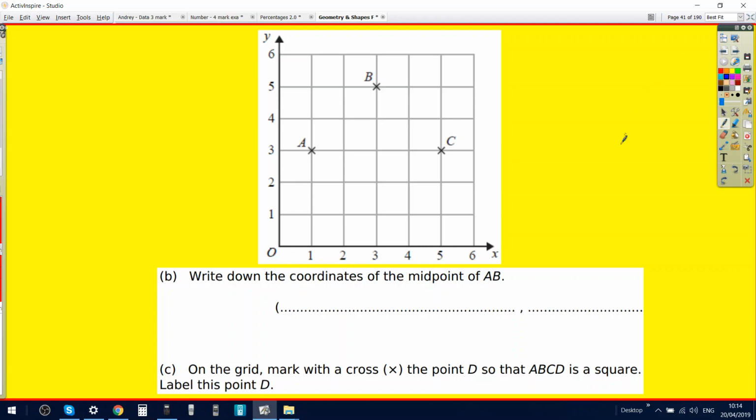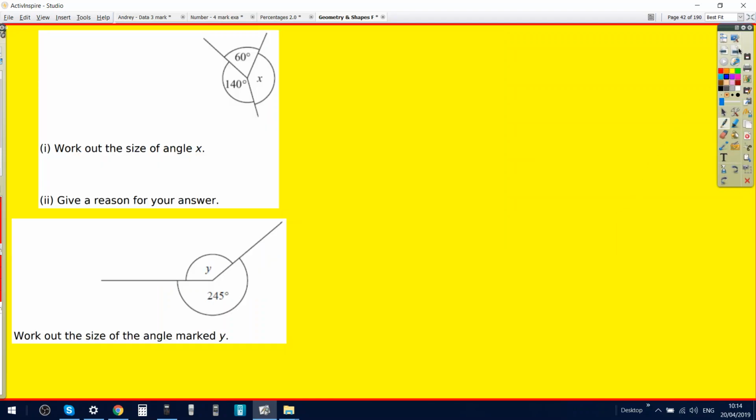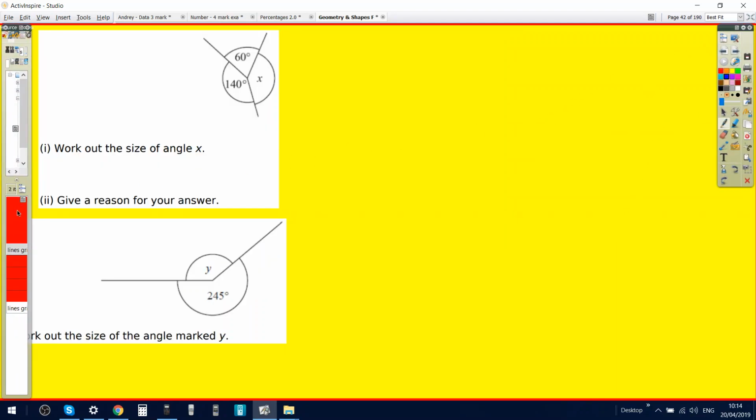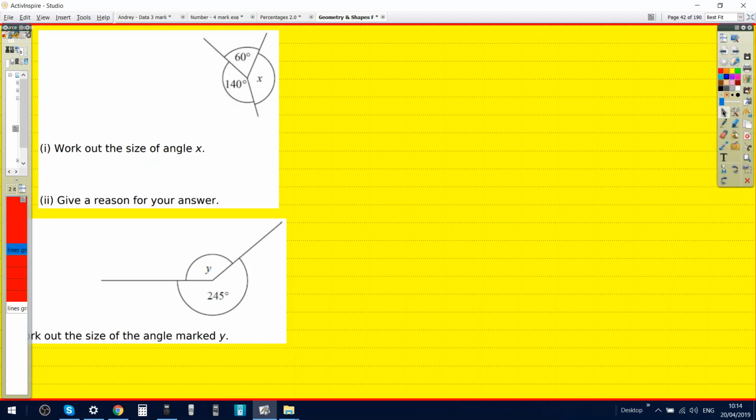How about this one? First one. Write down the coordinates of the midpoint between A and B. 2, 4. Yeah. Okay. Here's 2.